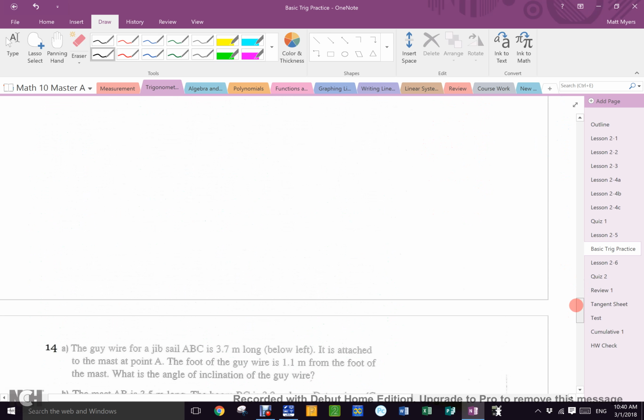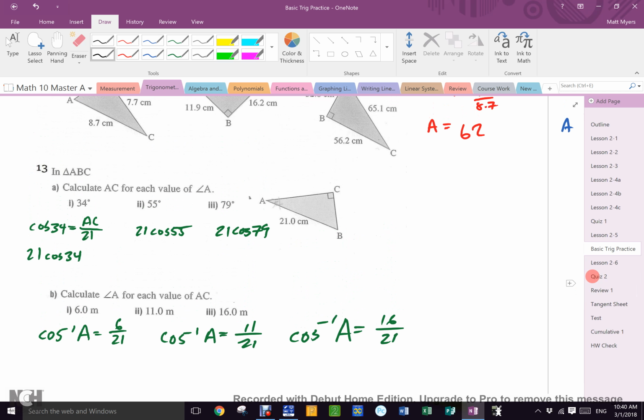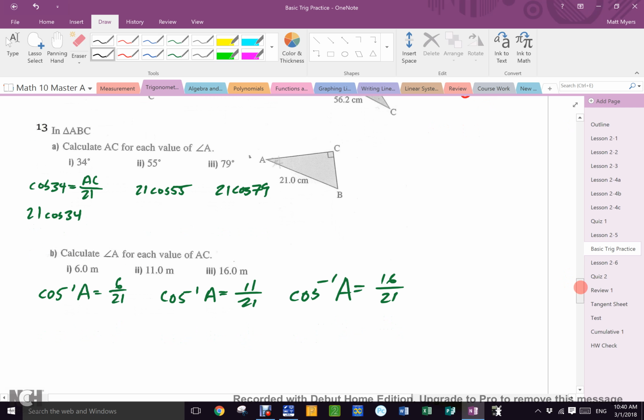And the last thing, it's not quite the last thing. The last thing on that page is you did it once. It was 6 over 21. Then the 6 changed to 11 over 21 and 16 over 21. Then you use your calculator to find the actual angles by doing shift cos.